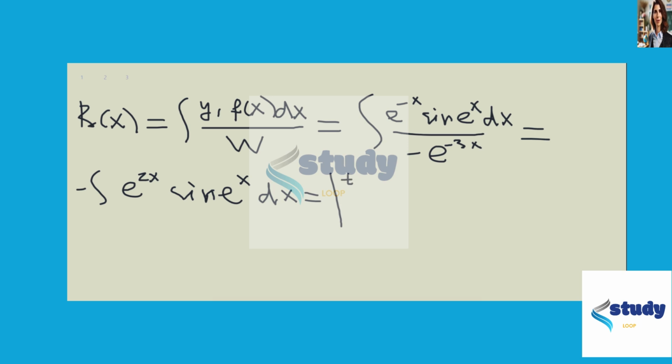We will simply substitute t equals e to the x. So then we have dt is equal to e to the x dx. And so we will have negative, and you see that we have e to the 2x here. So this will become t times sine of t dt, because one e to the x comes from the dt part, and one e to the x from the t part. So we'll have our e to the 2x.